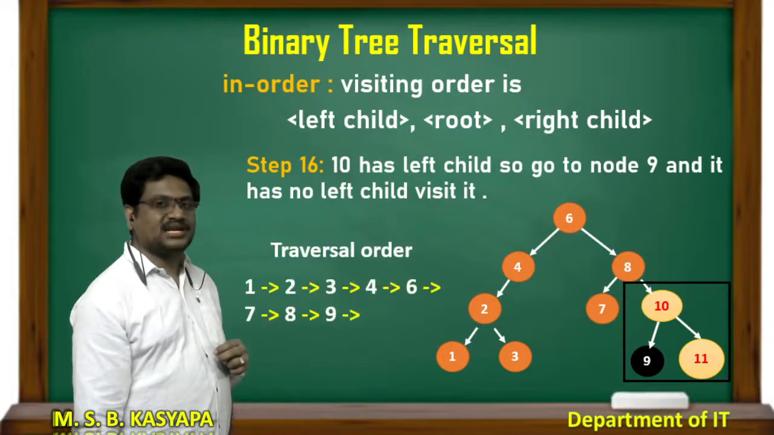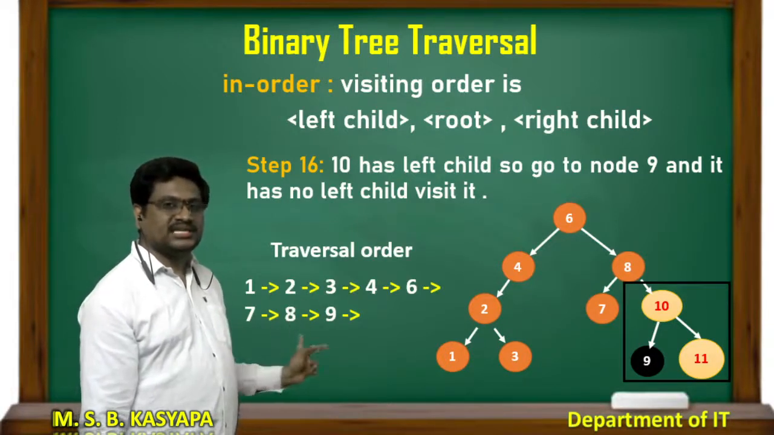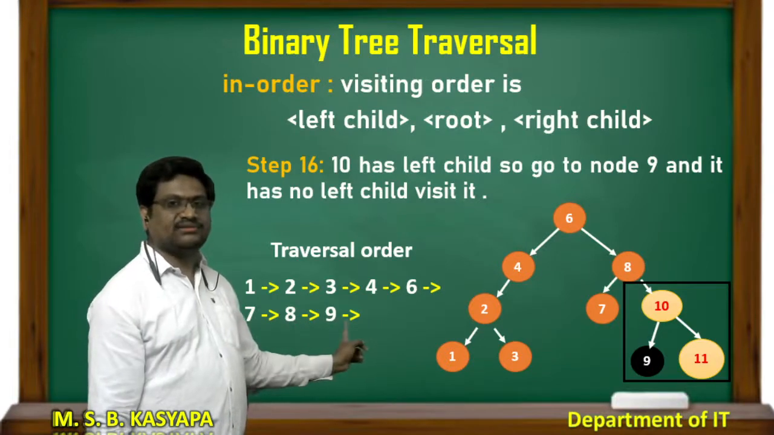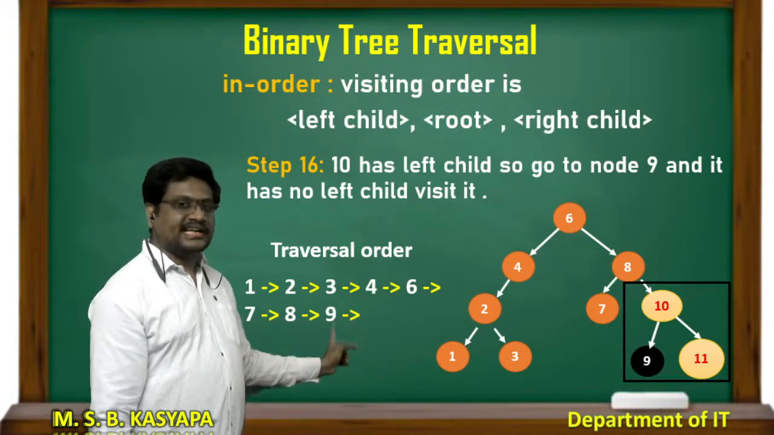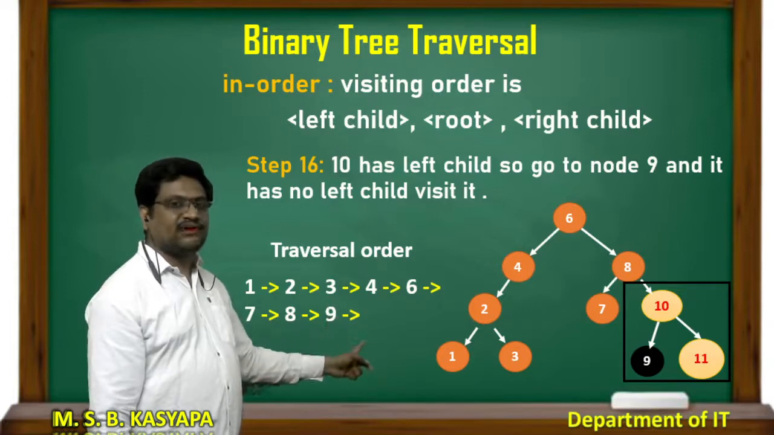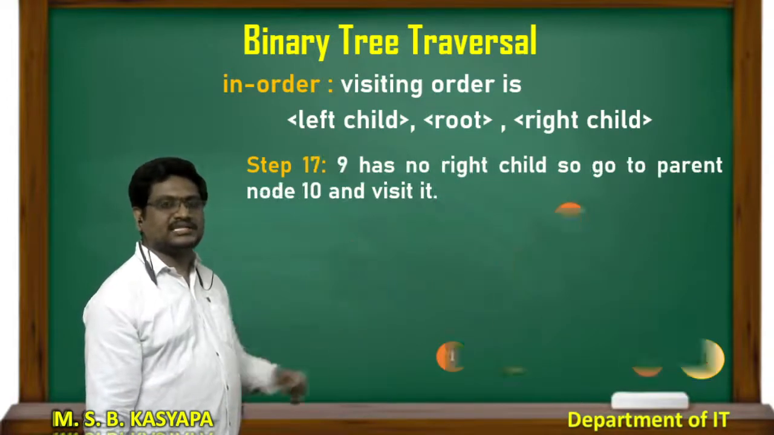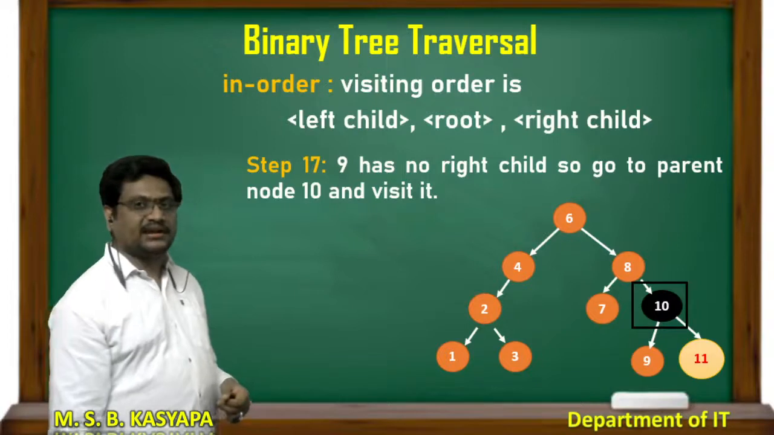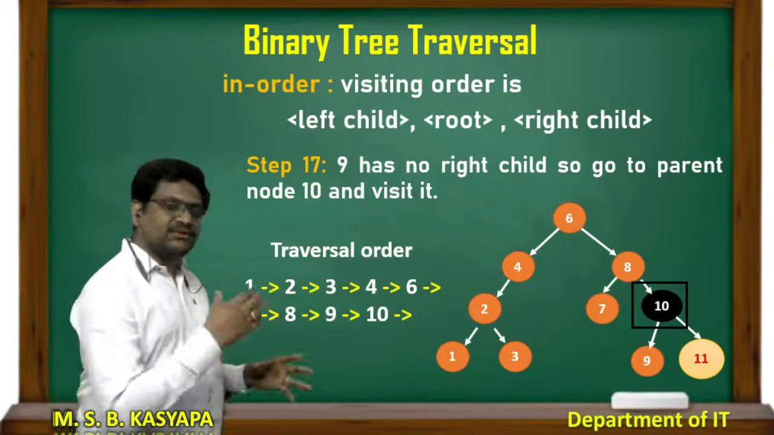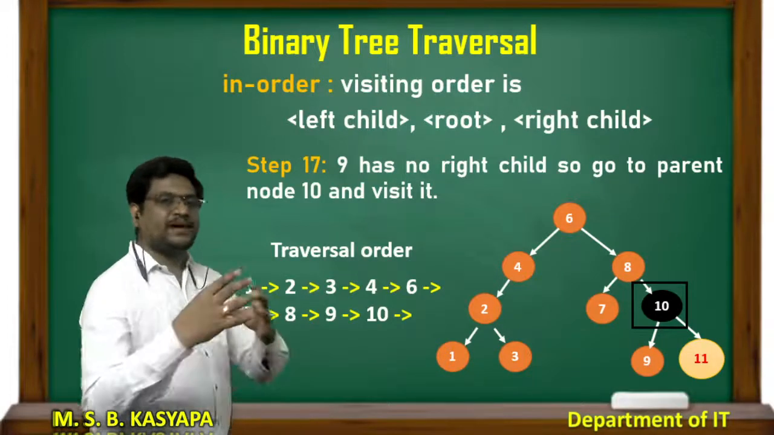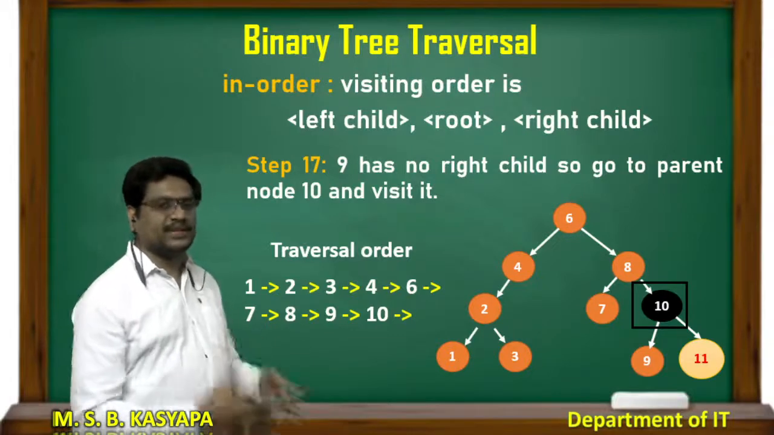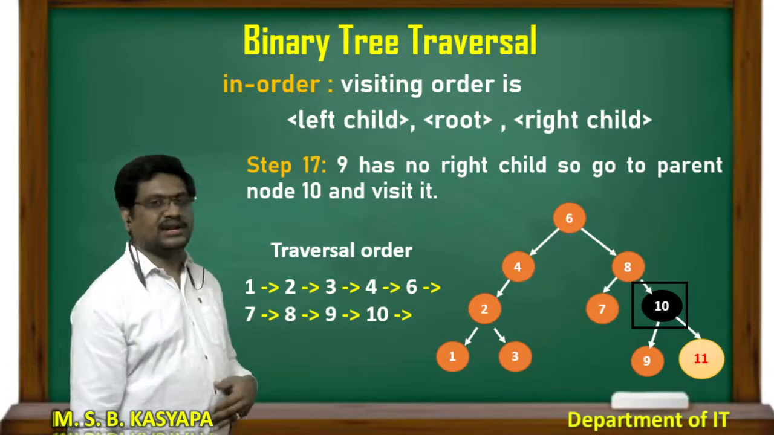So now my traversal is 1, 2, 3, 4, 6, 7, 8. After visiting 8, I have to visit 9. So 9 doesn't have any child, so I have to move to the parent node. That is 10. Now I need to visit 10. As you said, after visiting the left child, if I come to the parent node, I will visit the parent node. So now I visited the parent node.